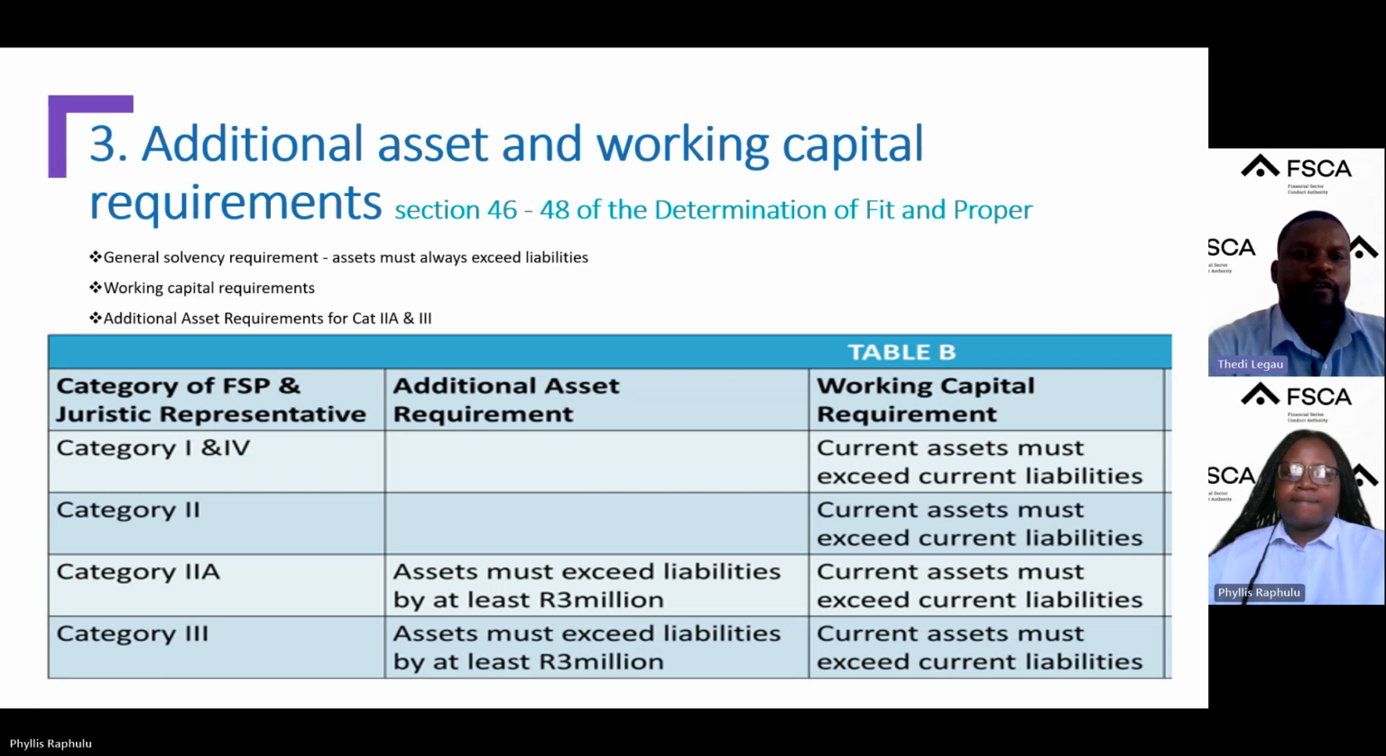Additional requirements in terms of the general solvency and the working capital requirement are as follows. In terms of category 1 and 4, the requirement is that the current assets must exceed the current liabilities. In terms of category 2, the current assets must exceed the current liabilities as well. However, in terms of category 2A and category 3, in addition to current assets exceeding the current liabilities, the assets of the FSP must exceed the liabilities by at least 3 million, at any given point in time, so at that particular financial reporting.